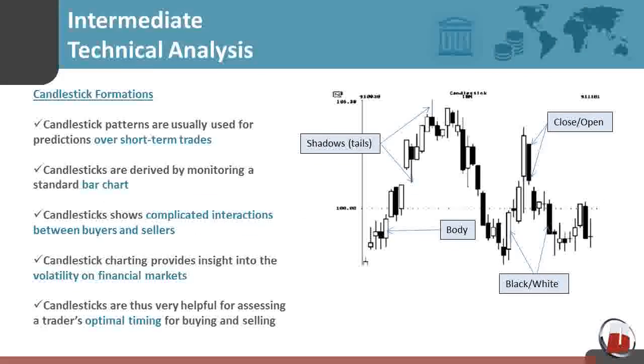Candlestick formations. Candlestick patterns are used for predictions over short-term trades. Candlesticks are derived from a standard bar chart. Candlesticks show complicated interactions between buyers and sellers. Candlestick charting provides insight into the volatility on financial markets. It not only shows how big volatility was, but also how volatility evolved within a certain period. Candlesticks are thus very helpful for assessing a trader's optimal timing for buying and selling.